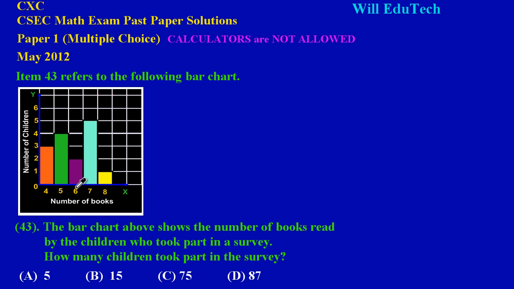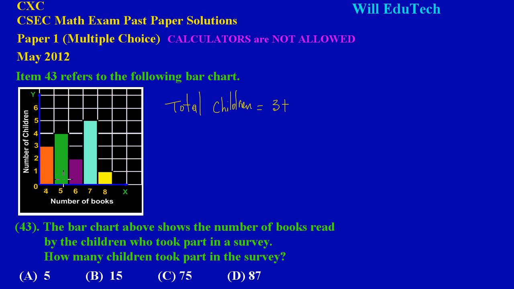So basically, to find the total number of children who took part in the survey, let's make a quick note here: total children is equal to... If you notice, my friends, on the x-axis it has the number of books. So 4 books was read, and on the y-axis I have the number of children. So this is simply saying 4 books was read by 3 children. The first bar, the orange bar, went up to 3. So I have 3 children there. That's the first group.